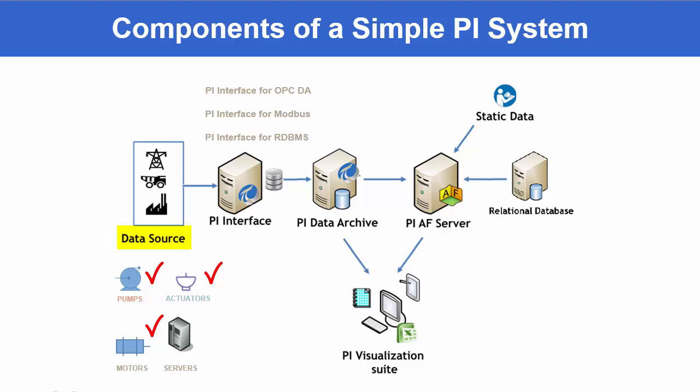Furthermore, a simple PI system also comprises the so-called PI Asset Framework, or PI AF, server that stores the metadata and integrates with relational databases. With PI AF, you would be able to view your assets and their attributes in a contextualized fashion, though we are not going to be addressing PI AF in this online course.